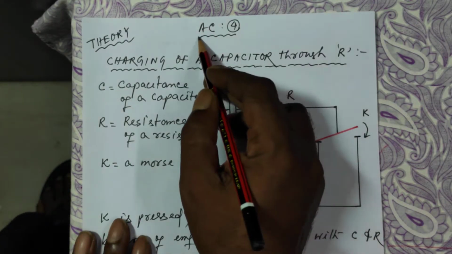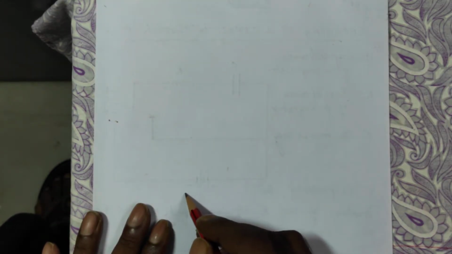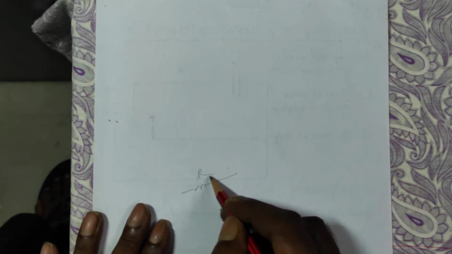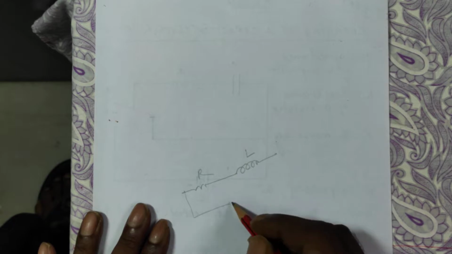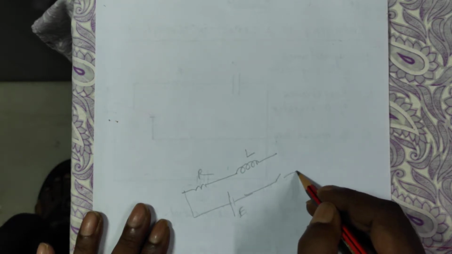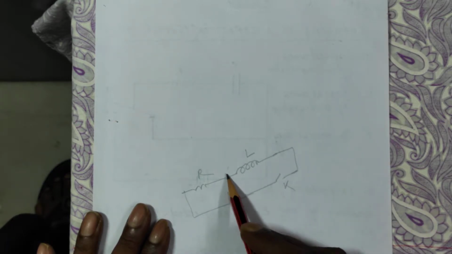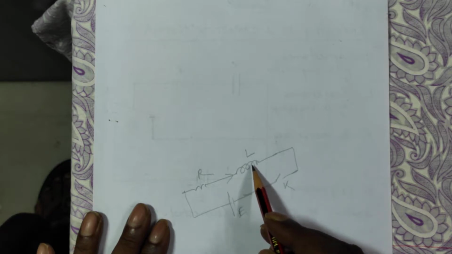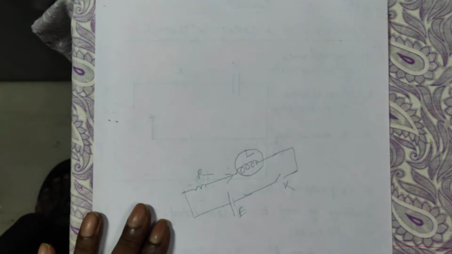Now, alternating current lesson 4. In previous lessons, we learned that when a resistance was connected across an inductor connected to a source of EMF E, and there was a key, when the key was pressed, the current was growing, and it was not reaching the maximum value because the inductor was opposing the growth of current.